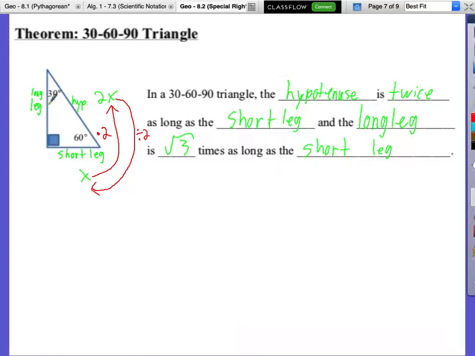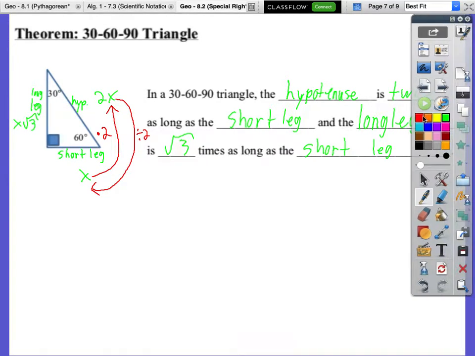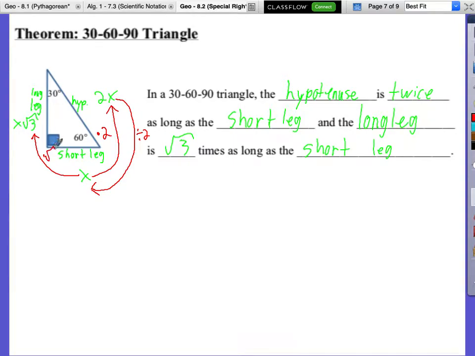And so if this is x, what would this one be? The long leg. If the short leg is x, what would the long leg be? X square root of 3. What do you do from x to get to the x square root of 3? Multiply by the square root of 3. So to get here, to complete our map, multiply by the square root of 3. How would you get back then? How would you undo the multiplication? Divide by that same thing, the square root of 3.